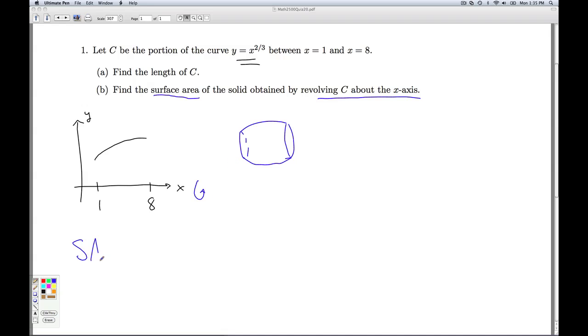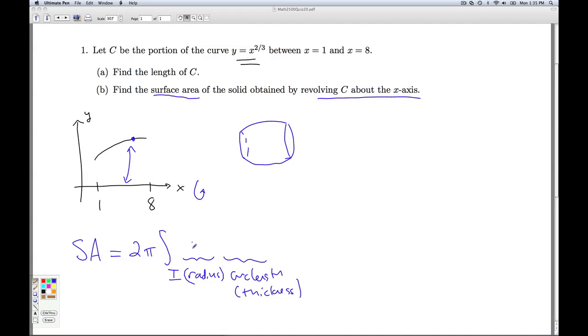Well, we have a formula for surface area. Surface area is 2 pi times the integral over the interval we're looking at. We need the radius of revolution times the arc length, which is the thickness. So what's the radius of revolution here? Well, if I have a point on the curve, how far is it to the x-axis? That's given by the y-coordinate, and the arc length differential is ds.